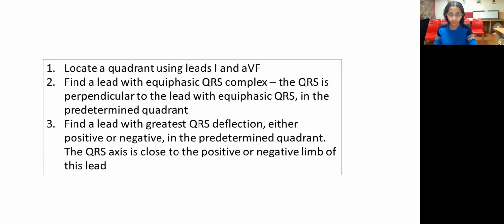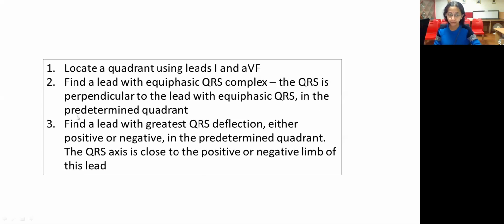So we will just summarize what we learned so far. For locating a QRS axis, first of all decide which quadrant you are in, using leads 1 and AVF and looking at the positive and negative QRS complexes in these two leads. Once you decide that it's in a particular quadrant, you see which lead in the frontal plane has the equiphasic QRS complex. So if you have an equiphasic QRS complex at 90 degrees, then your QRS is going to be perpendicular to that lead. That means that it's 0 degrees. So then you have a stronger focus on where your QRS axis is.